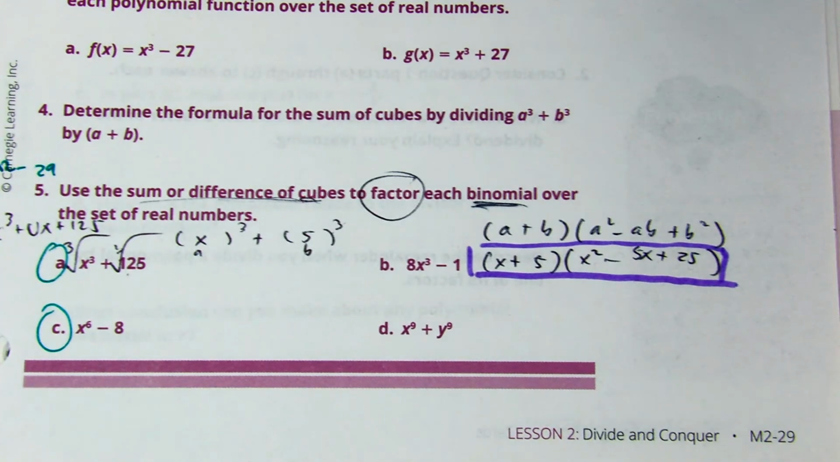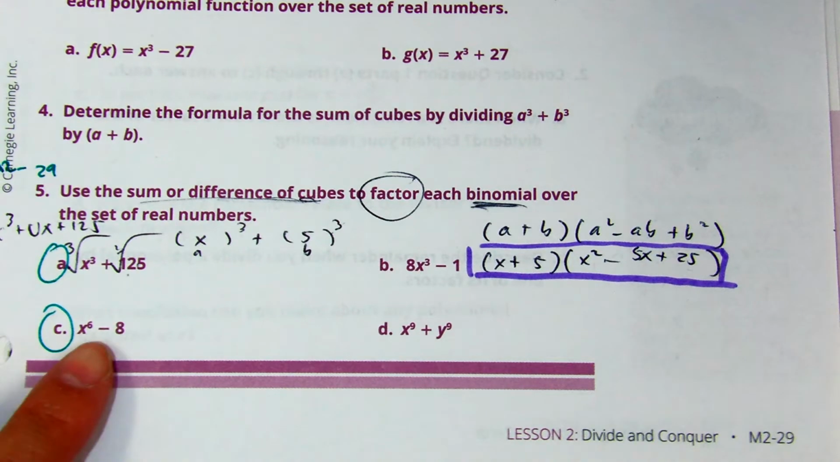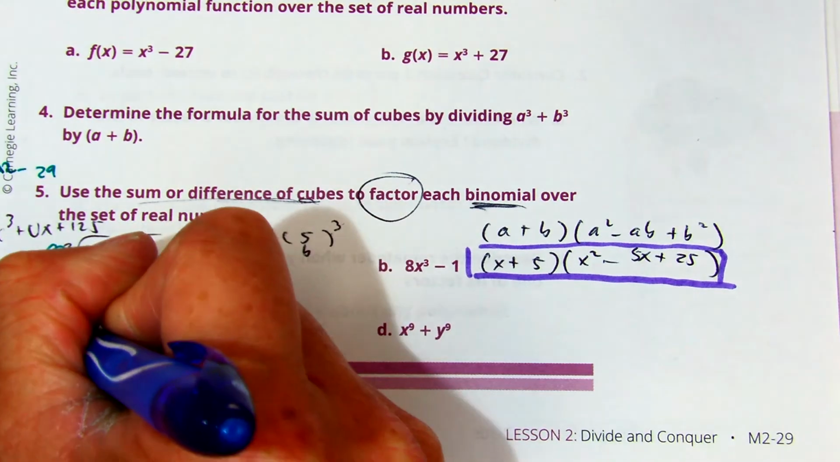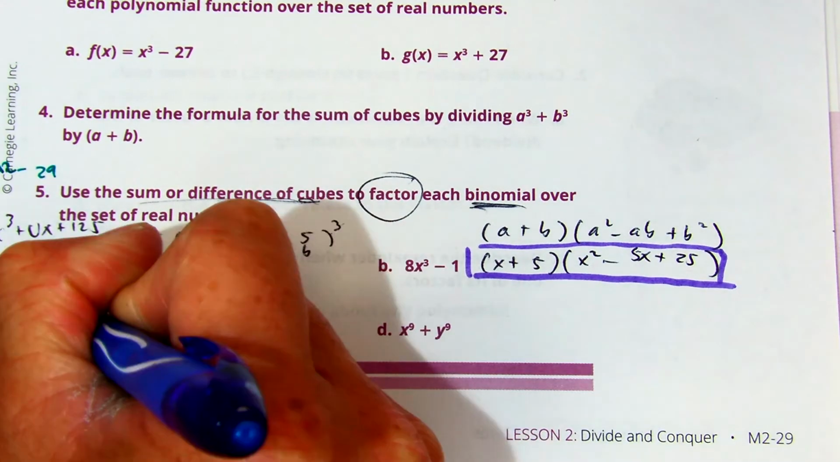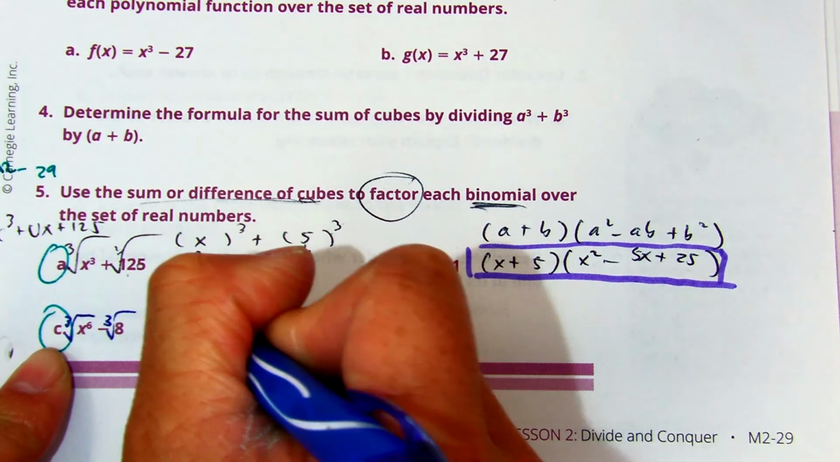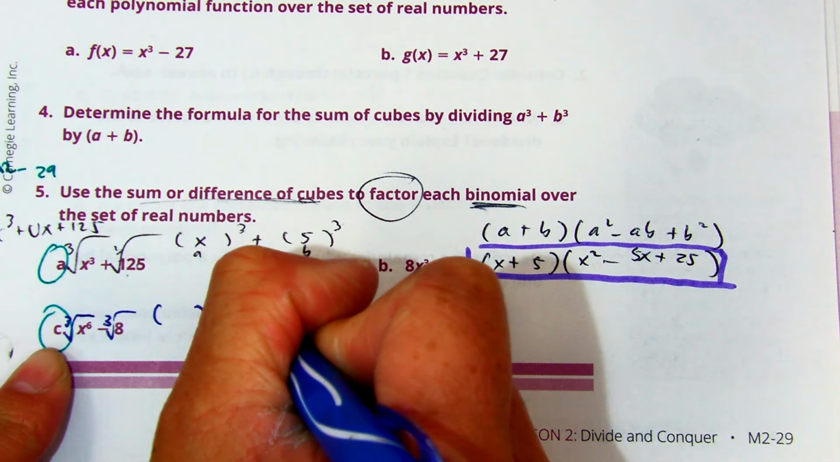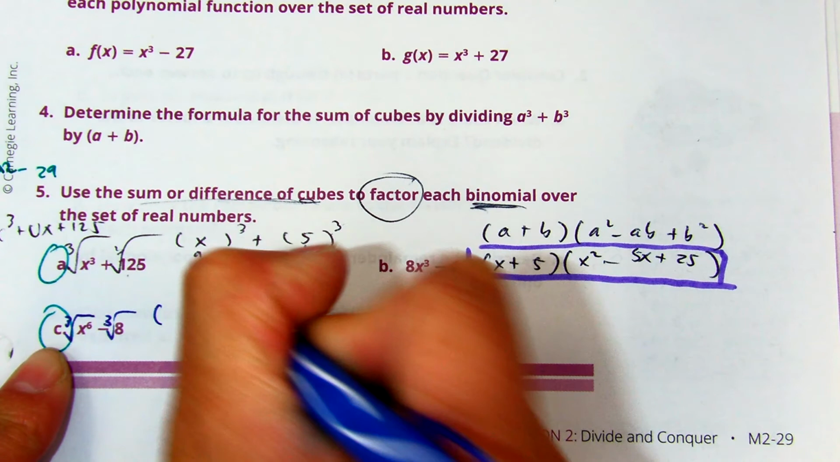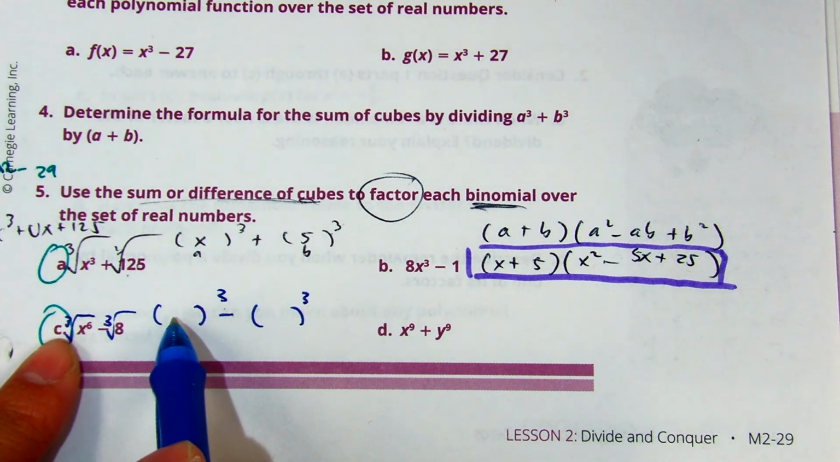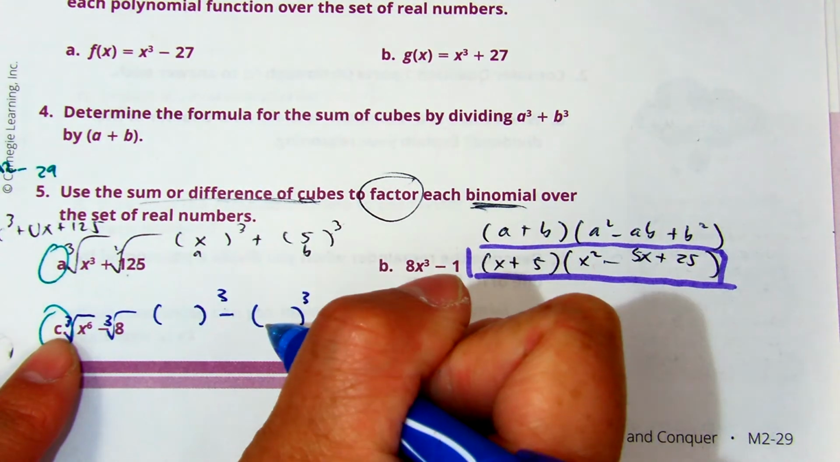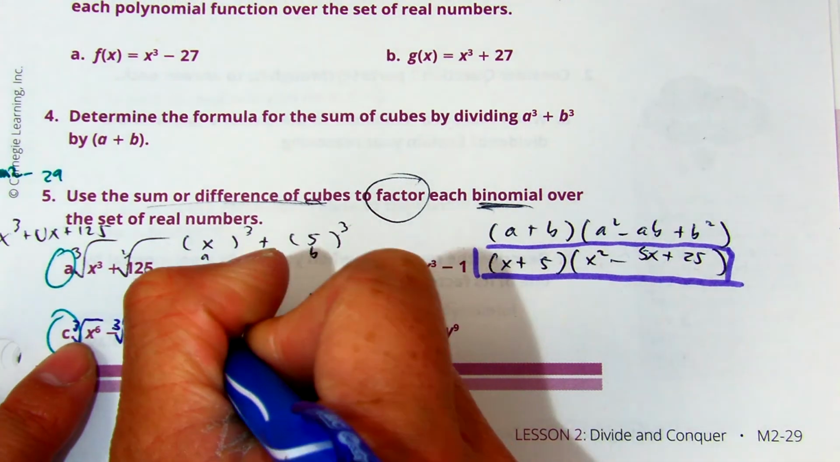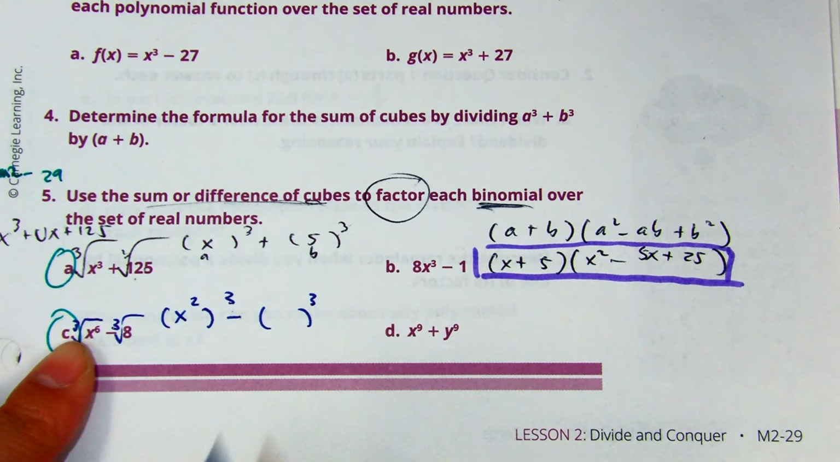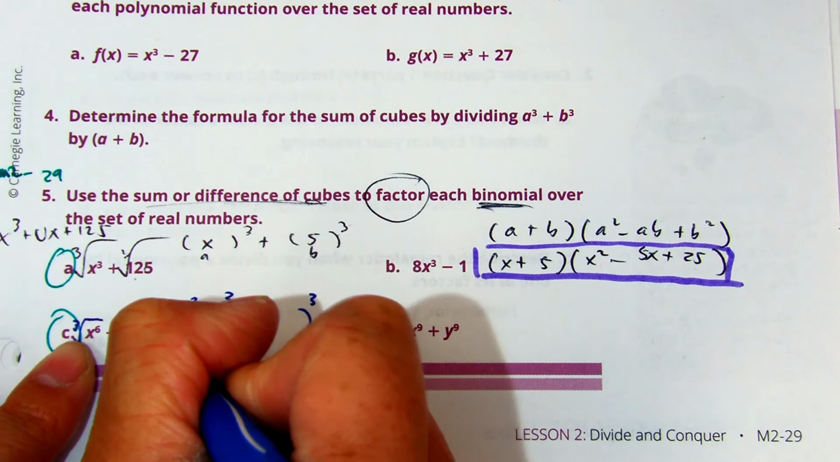Let's do the same thing for question number letter C. I'm going to see if I can find the cube root. Class, what number are we going here? X squared is correct. Remember, when in doubt, write it out.